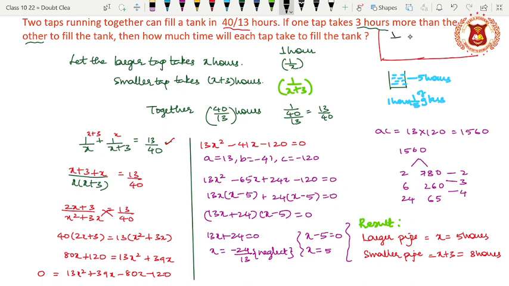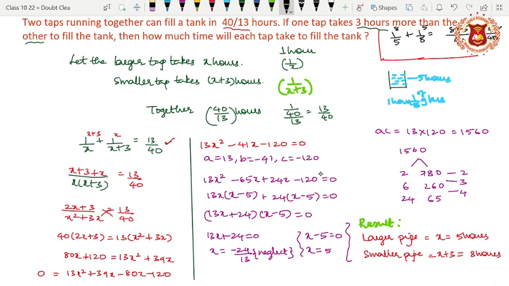1 by x is 1 by 5. So 1 by 5 plus 1 by 8, the LCM is 40 here: 5 times 8 is 8, 8 plus 5 is equal to 13 by 40. Yes, the equation is correct here and the solution is correct.